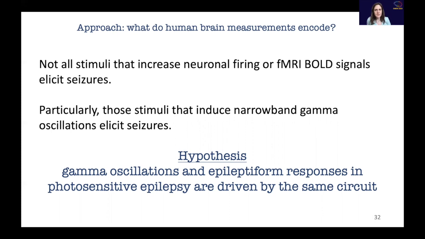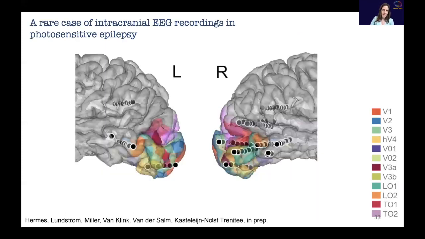So let's think about this a little bit further. If this is really the case, do the same stimuli that induce narrowband gamma oscillations also really elicit seizures if we were to measure it in the same patient? And so we had a very rare case of intracranial EEG recordings in a patient that was photosensitive also to patterns. And as you can see here, in both the left and the right visual cortex, there were several stereo EEG electrodes implanted.